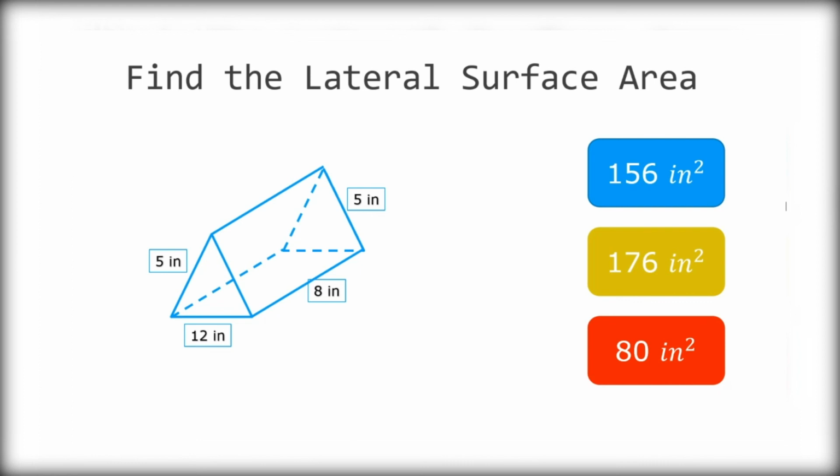You're going to find the lateral surface area of the following triangular prism. You have 3 options, and you're going to have a couple of seconds for you to get the correct answer. Let's get to work.